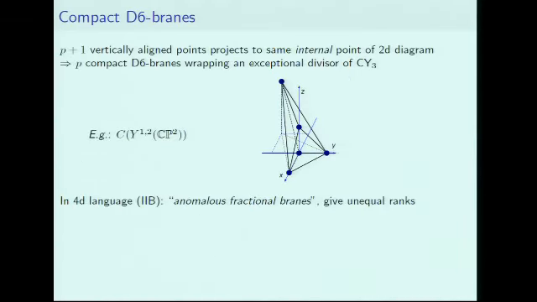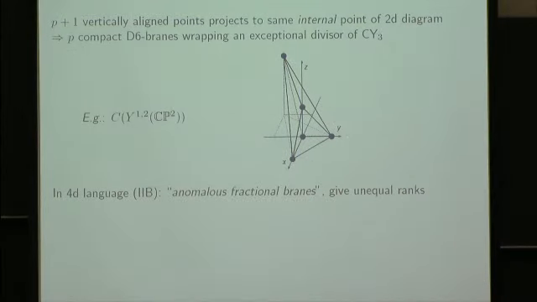Now I would like to consider the other case, the case in which the vertical aligned points project to some internal point in the two-dimensional toric diagram. And again, I'm considering this example. This is a sort of convex polyhedron. In this case, the vertical projection is a triangle. And in particular, this is the toric diagram of C3 mod Z3, so a very simple Calabi-Yau 3.